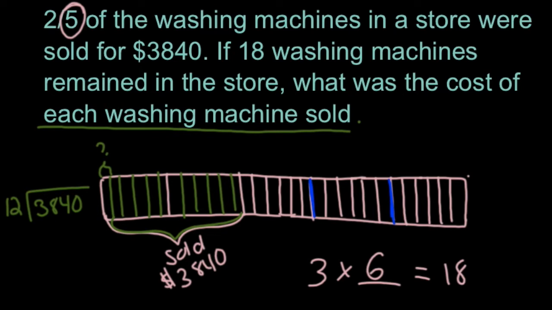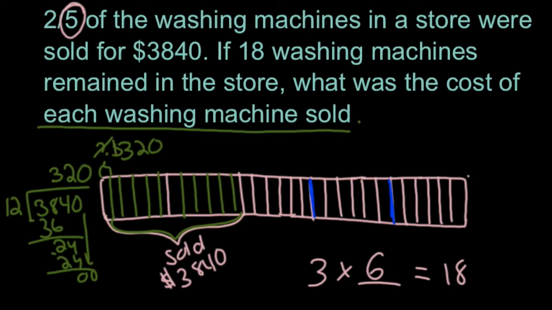So 12 goes into 38 3 times. I'm just going to divide here. 12 goes into 24 twice. I bring down my 0 and put my 0 there. So now I can cross out my question mark and write $320. I just found out the cost of one washing machine. So what was the cost of each washing machine sold? $320.